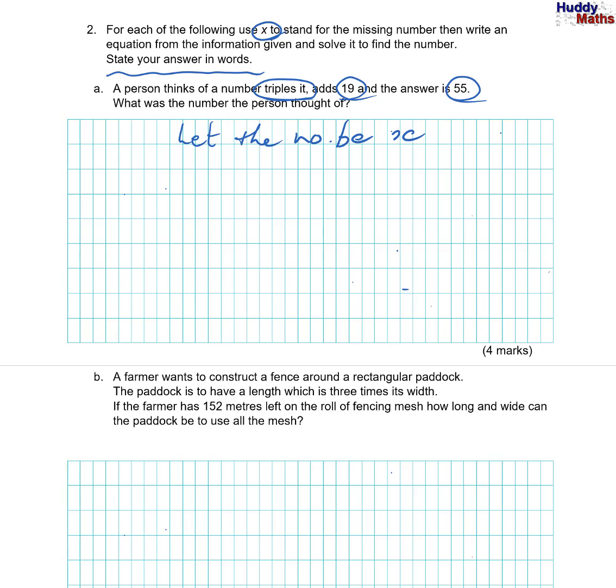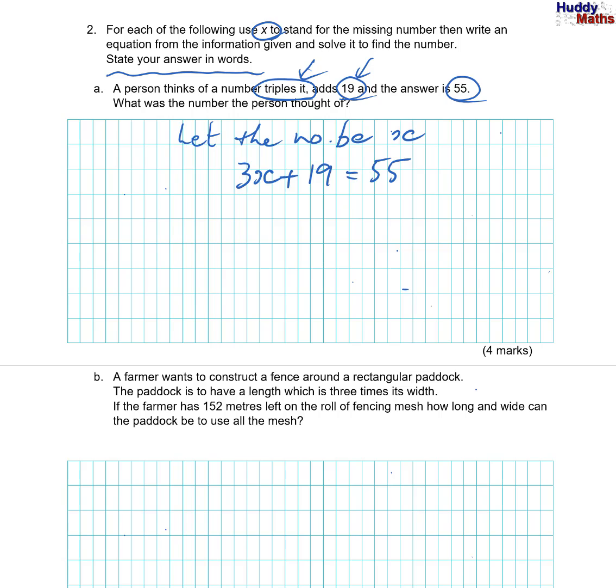Okay, so you're going to triple the number. Here we are, triple the number. So tripling the number means it's times by 3. Adds 19, we're doing this step. And the answer is 55. Okay, so we've got a mathematical sentence explaining what's going on there.